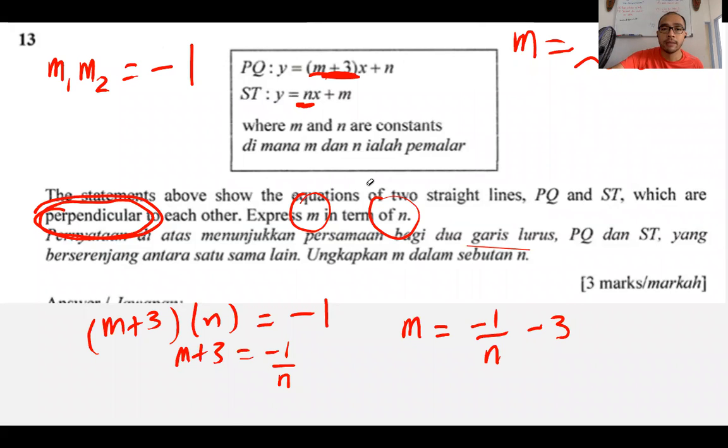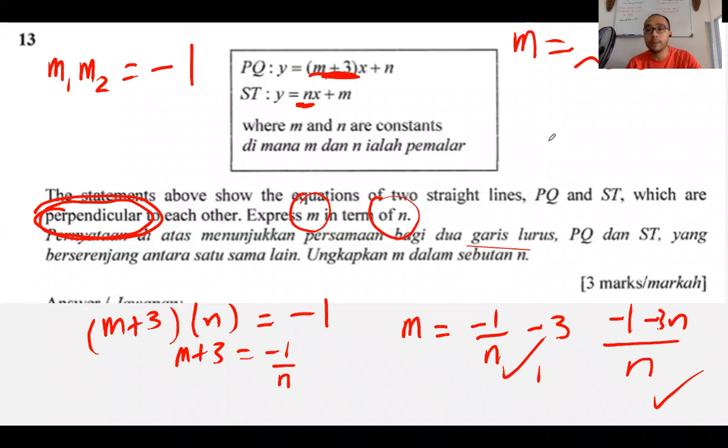Okay, try to review this one. -1 -3n over n. Sorry, it's a good question from Prem though. So -1 -3n over n, okay, I accept. This or this, the same form. As long as the answer is m equals to blah blah blah. M on one side, n on the other side, I accept.